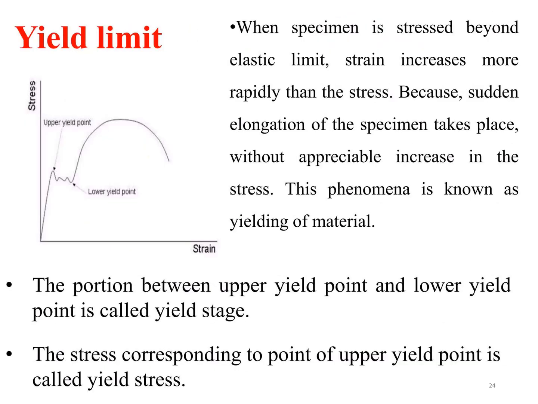Then the yield limit. There is a lower yield point and an upper yield point; this is the limit for the yield point, which comes after the limit of proportionality. The portion between the upper and lower yield points is called the yield stage.